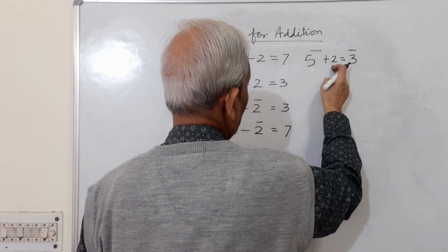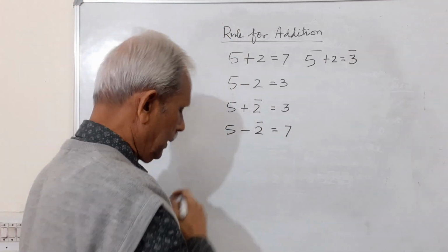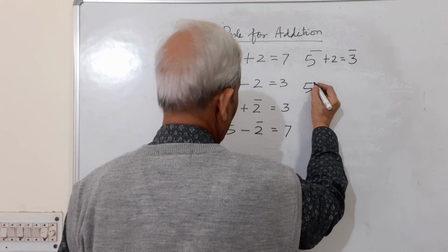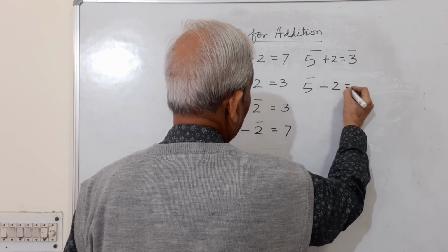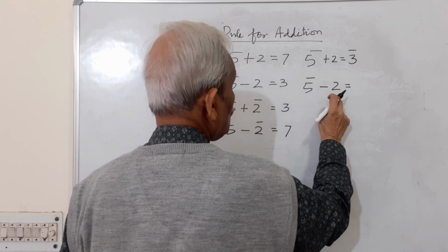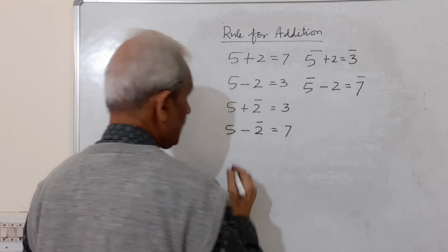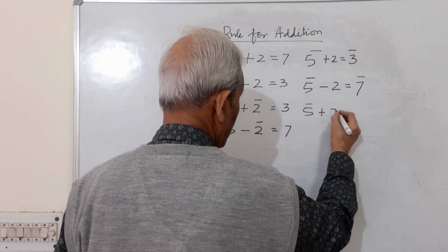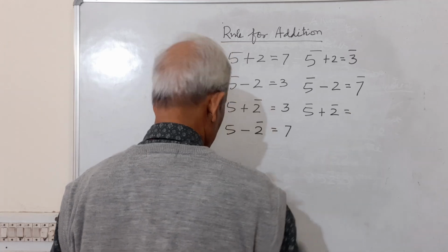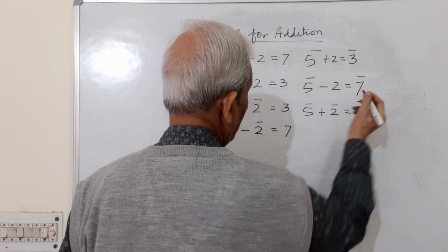Negative 5, positive 2, it gives us 3 bar. 5 bar minus 2. This is 5 bar, this is 2 bar, so make it 7 bar. Right? 5 bar plus 2 bar. Can you tell me? 5 bar, 2 bar, both are negative, it becomes 7 bar.